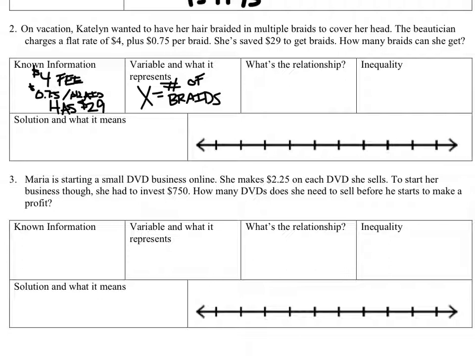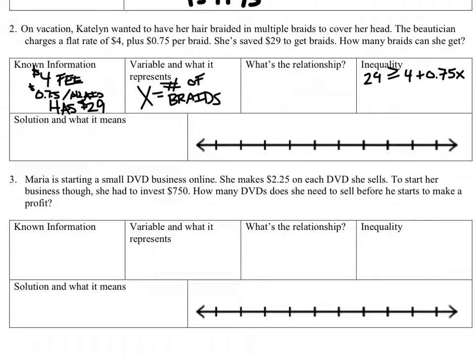Let's go and write that in. So she has the $29. That's how much she has. Let's look at spending. She's going to have to spend that $4 because that's how much she's going to be charged up front. But in addition to that, she's going to be charged the 75 cents for every braid, for however many braids she gets. Now in this case, the $29 is the maximum she can spend because that's all she has. So we need the amount she spends to be less than or equal to that. So it needs to be less than or equal to 29, however you write that. That gives us the inequality.